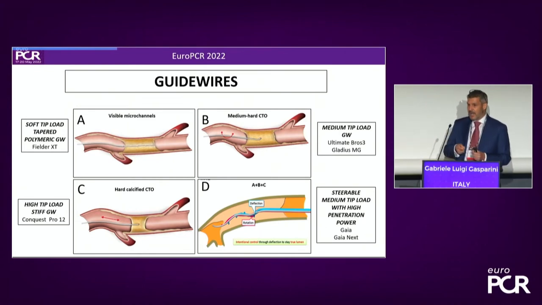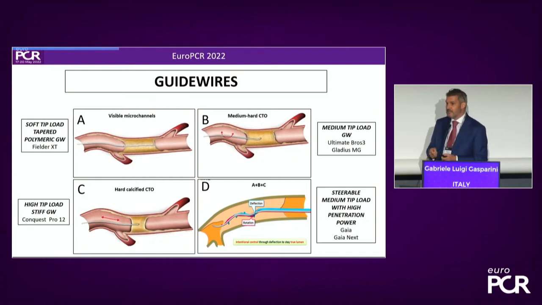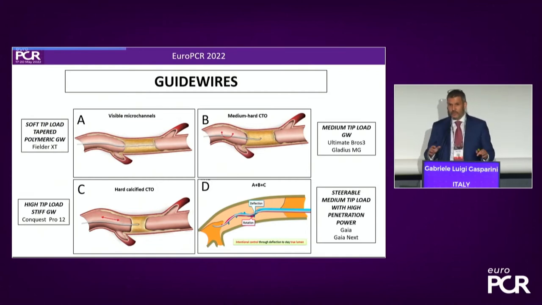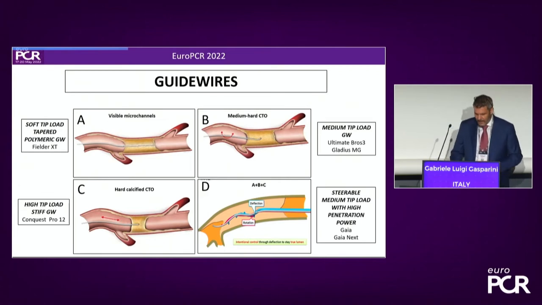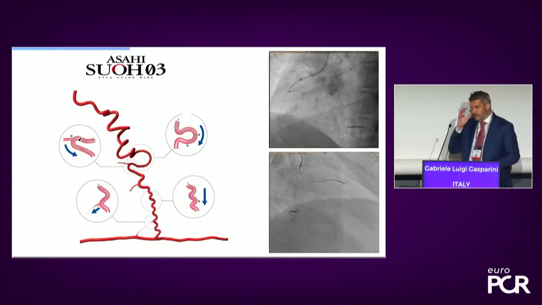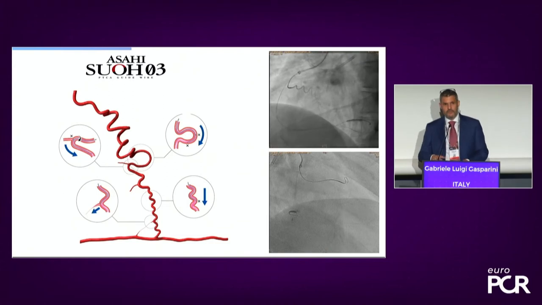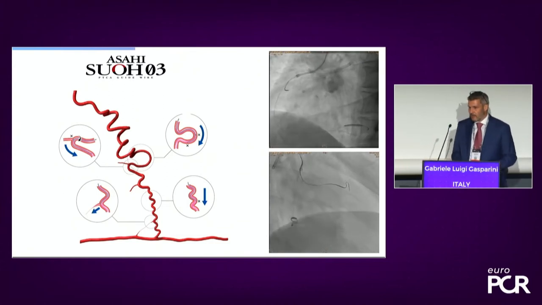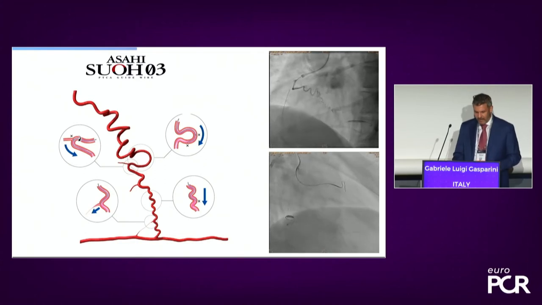But these are not enough because sometimes you have to puncture the cap with a stiff wire, and then after puncturing, perform a de-escalation of the wire using a medium tip load guide wire, or a polymeric one, or a soft tip load tapered guide wire. So you should have all the different kinds of guide wires independently of the severity of calcification. And of course, if it's needed to go retrogradely, also dedicated guide wires for retrograde collateral channel tracking.